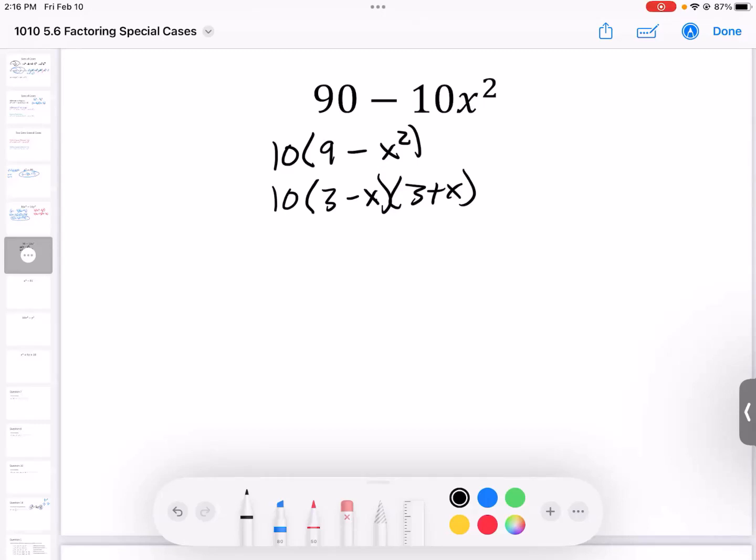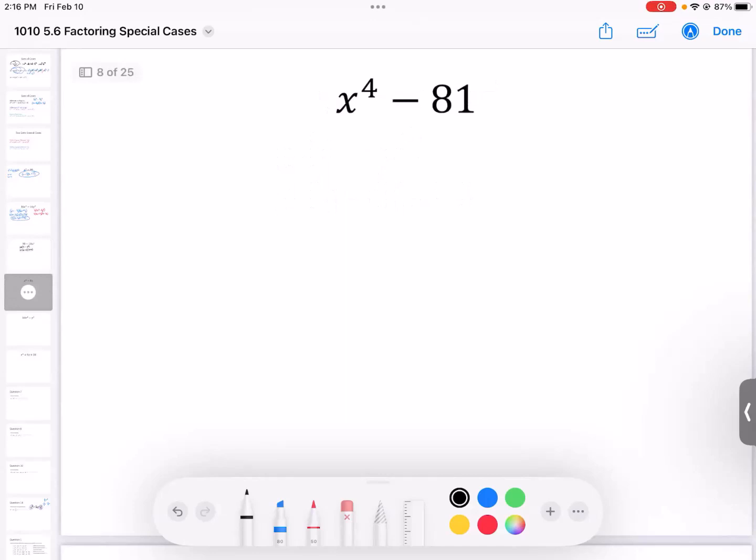You will also have, oh, this one's kind of an interesting one. So this one, we have x to the 4th minus 81. So you can take the square root of x to the 4th because what times itself equals x to the 4th?